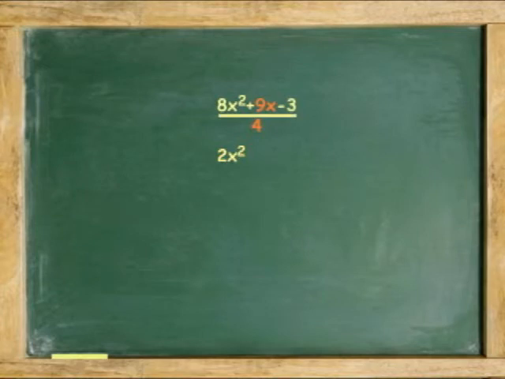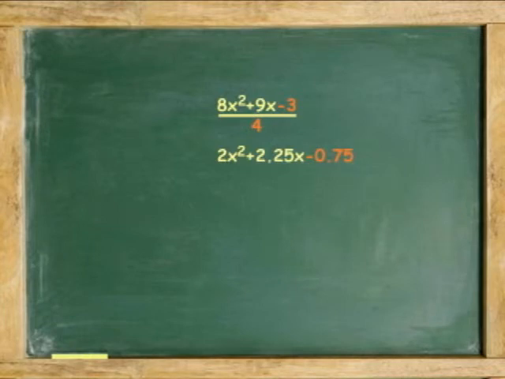Next, 9x divided by 4 equals 2.25x. And last, negative 3 divided by 4 equals negative 0.75. Answer: 2x squared plus 2.25x minus 0.75.